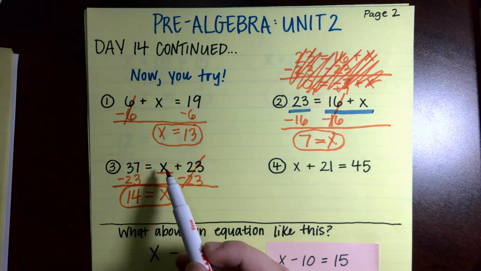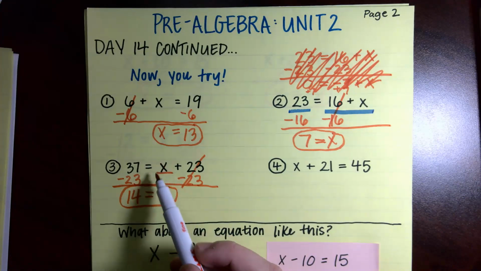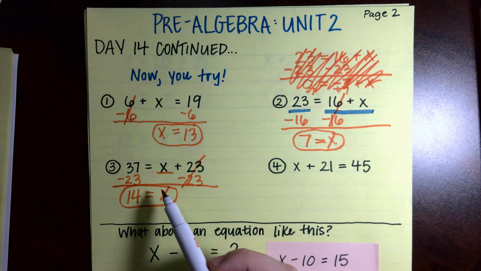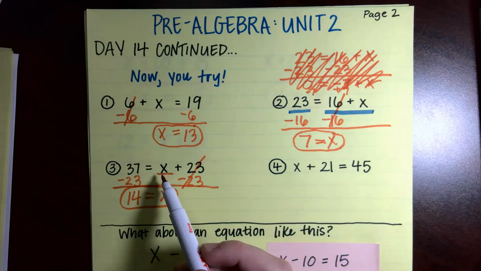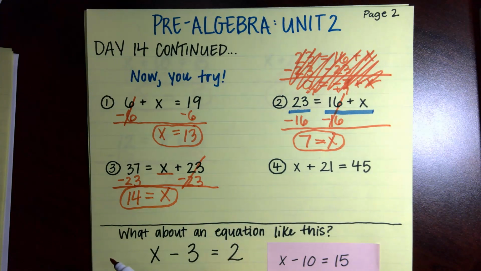Whatever has the x on it, whatever side of the equation, we want to try to get rid of everything else, because our goal here is to get x by itself. Our goal is to get x by itself.